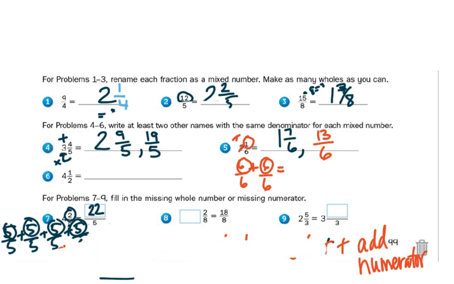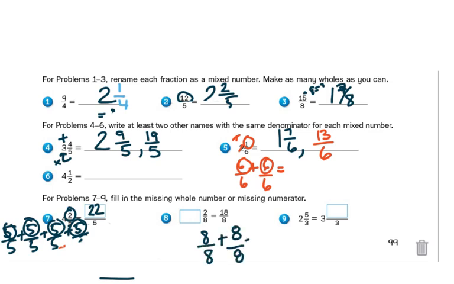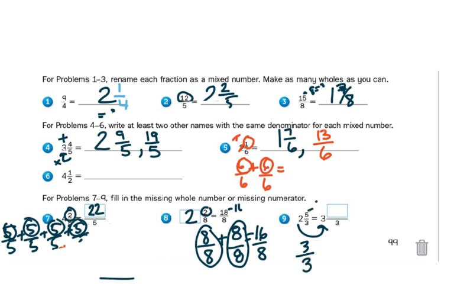Now for number 8, if I take 8/8 plus 8/8 equals 16/8, I subtract 16 from that, I end up with the 2. So it equals 2 2/8. Here they added 1 whole to it, so 1 whole would be the same as 3/3. So go ahead and subtract 3/3 from that. You would end up with 3 2/3.